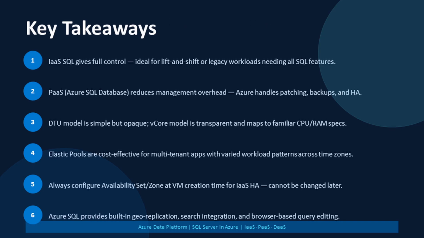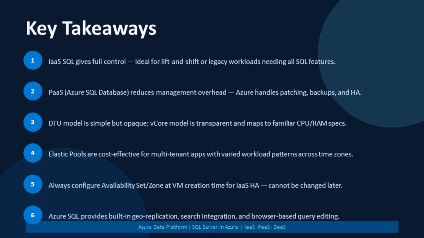Let us close with the 6 key takeaways from this chapter. Number 1. IaaS SQL Server gives you full control. If you need every SQL Server feature, require OS-level access, or are lifting and shifting an existing workload from on-premises, IaaS is the right model. You manage more, but nothing is hidden from you. Number 2. Azure SQL Database as Platform as a Service dramatically reduces management overhead. Microsoft handles patching, backups, and high availability by default. Your team can focus on data and application logic rather than infrastructure.